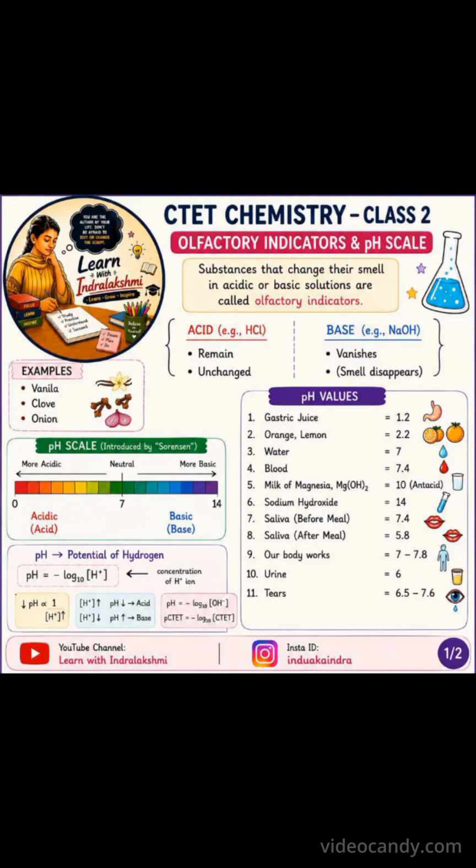The topic which we are going to discuss first is olfactory indicators, and followed by that we are going to discuss what is a pH scale and different pH values of different things around us. Or we can say that we are going to discuss the pH values of different things we study in science.